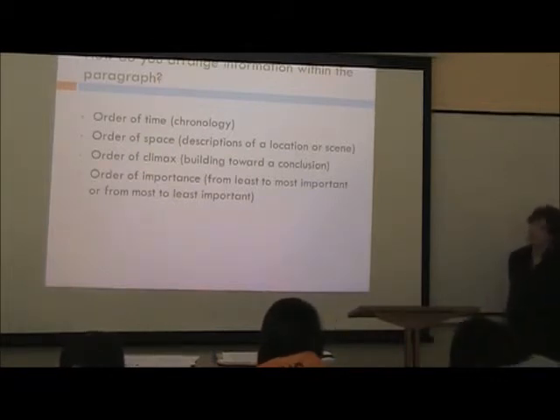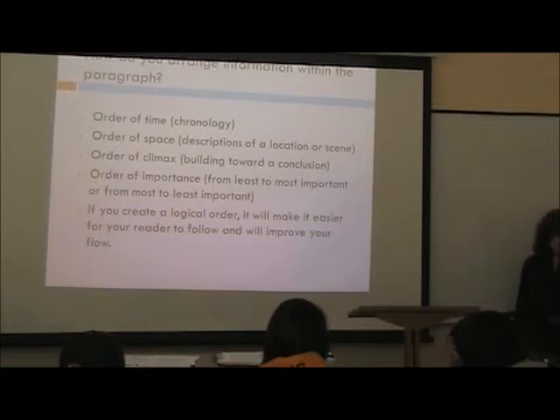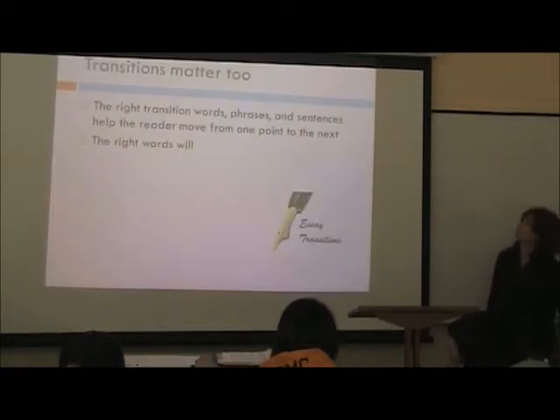You're going to arrange it by time. First something happened and then something else happened after that. By space, we move from here to here. By climax, where you start small and then you build towards a conclusion, or by order of importance. So figure out what kind of information you have in those sentences, and don't just throw them in there randomly and not think about how they're organized. If you create this logical order, what you'll find is it makes it easier for your reader to follow.